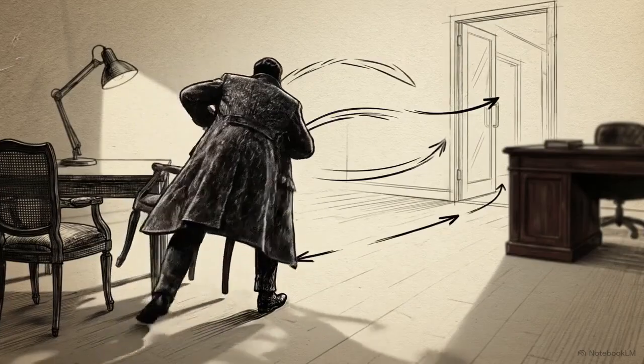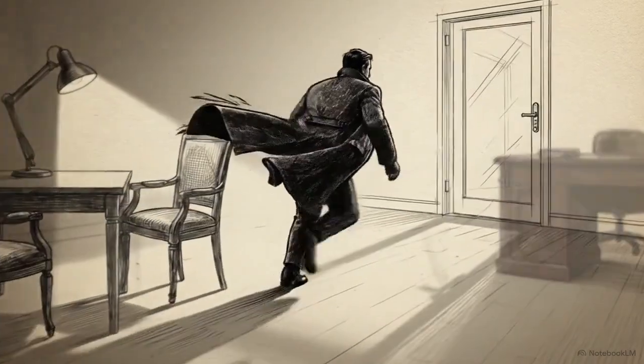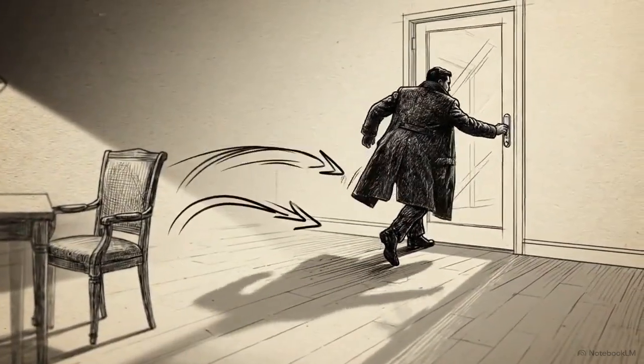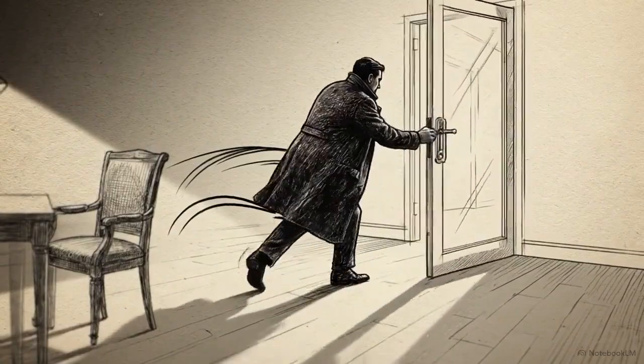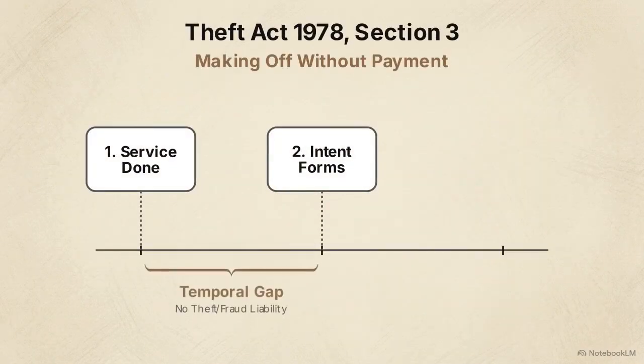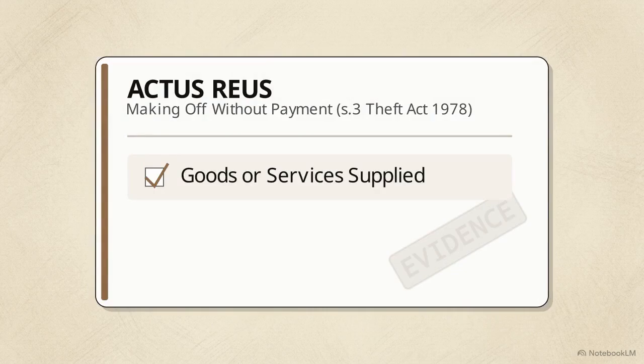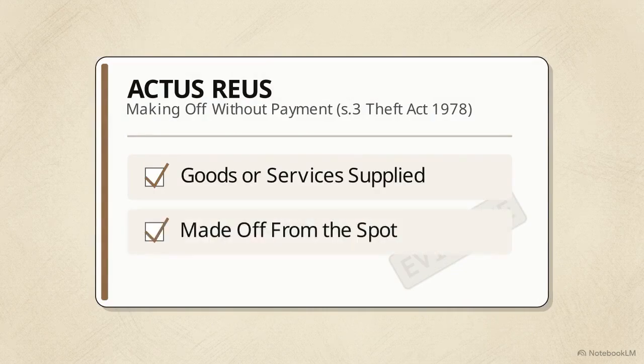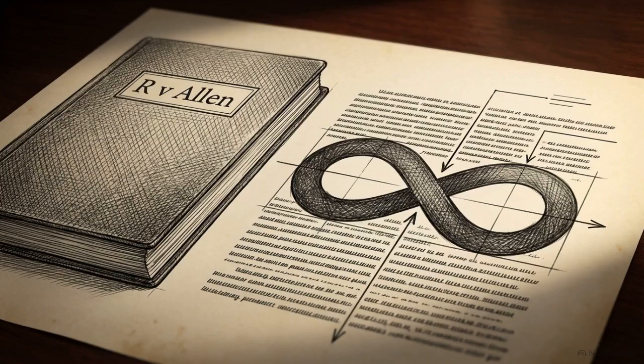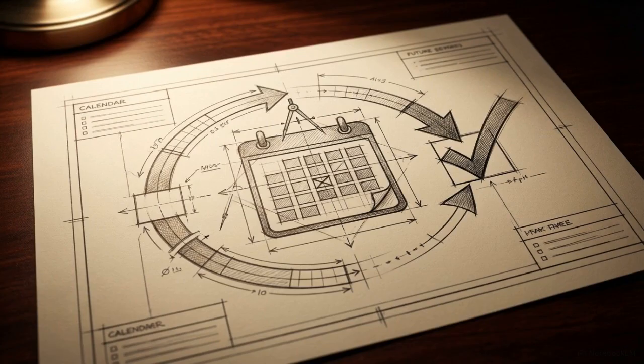But what if the diner simply dashes out the moment they realize they have no money, without pretending to pay? They made no false representation. Section 3 of the Theft Act 1978, making off without payment, was designed to plug this exact temporal gap. The actus reus requires that goods or services were supplied, and that the defendant made off from the specific spot where payment was required. The intent requirement is clarified by R v. Allen. The prosecution must prove the defendant intended to avoid payment permanently. Someone who makes off intending to return and pay later cannot be liable for this offense.